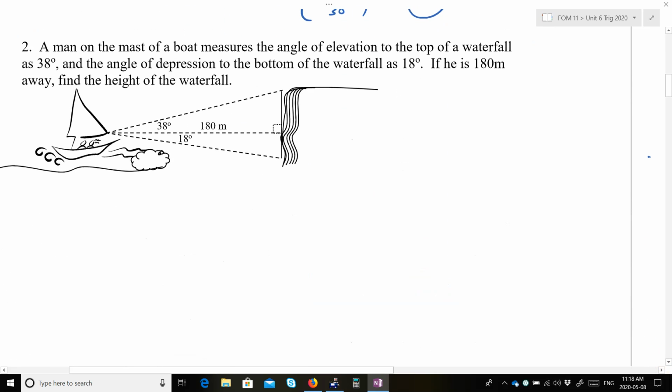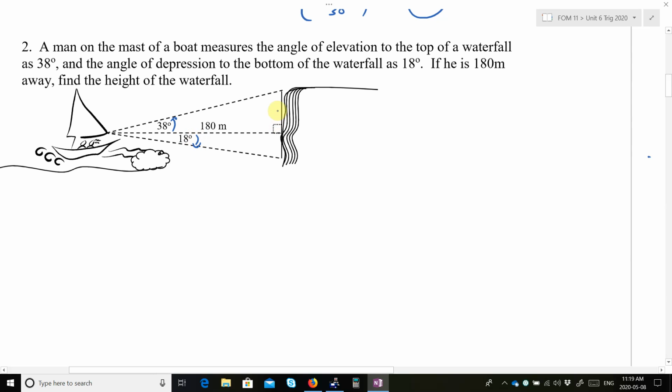Okay, let's check out number 2. A man on the mast of a boat measures the angle of elevation to the top of a waterfall as 38 degrees, angle of elevation up to the top, and the angle of depression to the bottom of the waterfall as 18 degrees, so the angle down from the horizontal to the bottom of the waterfall. If he is 180 meters away, find the height of the waterfall.